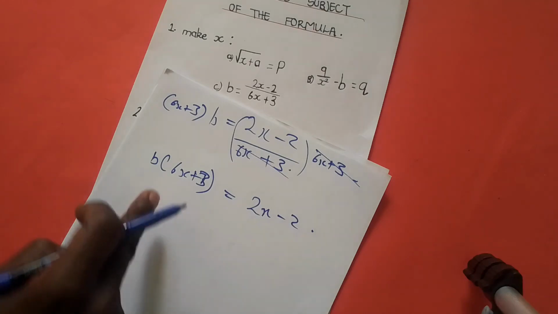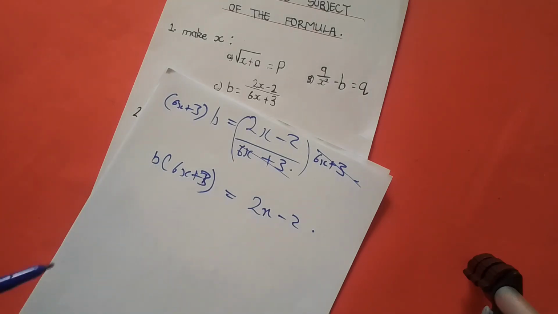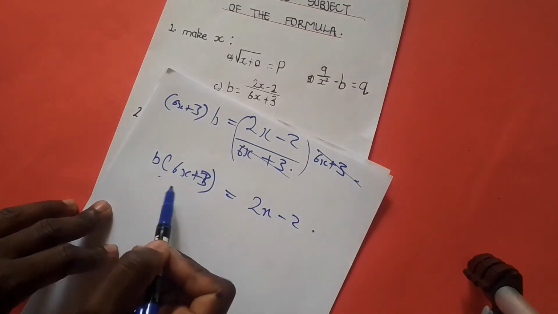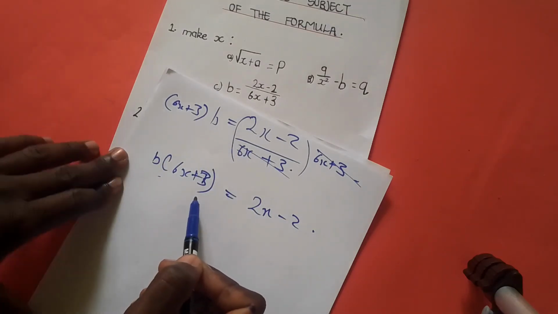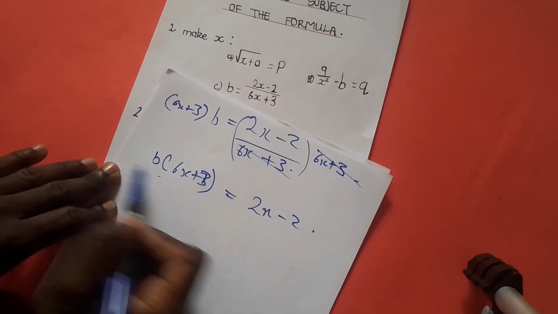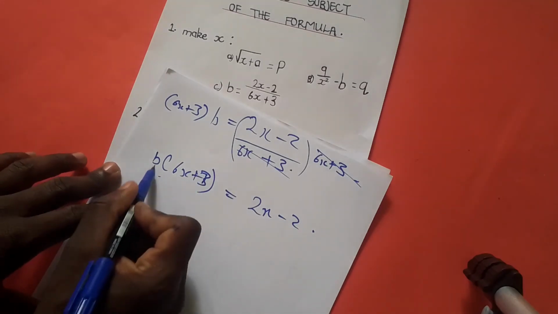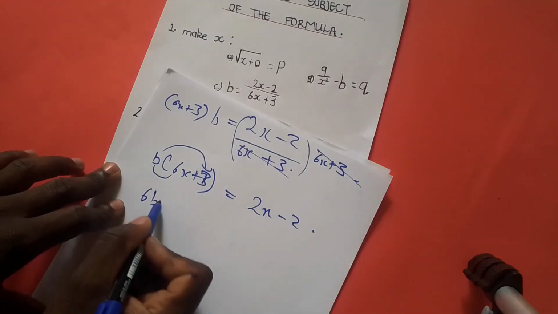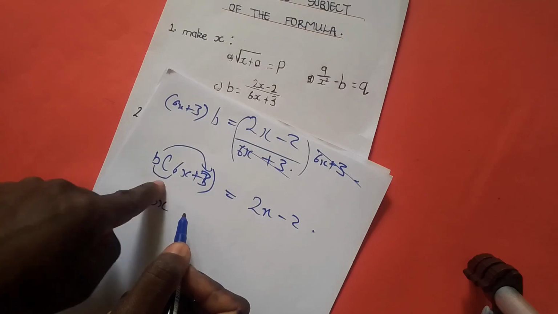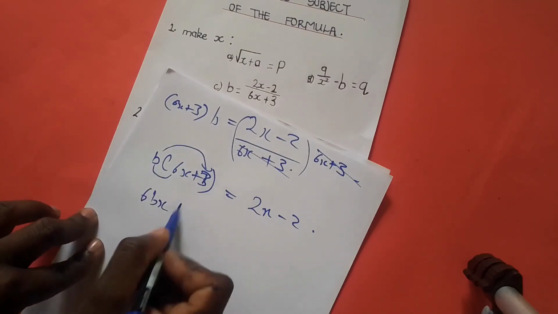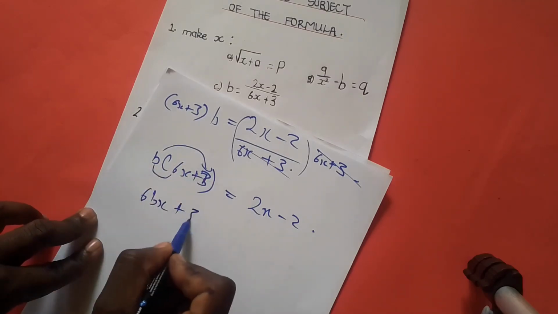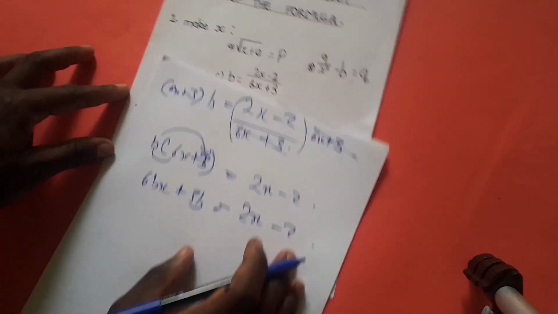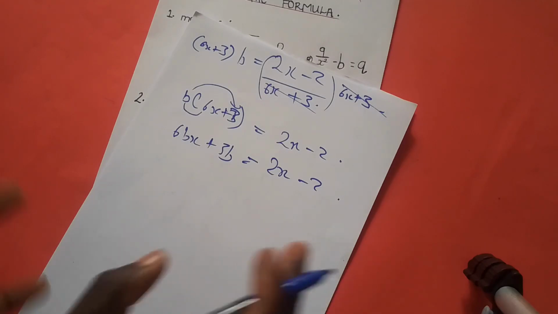So simple expansion, I hope you know how to expand, right? b bracket 6x plus 3: b will multiply this term and b will multiply this term. Therefore, we will end up with b times 6x, which is 6bx, plus b times 3, which is 3b, equal to 2x minus 2. I hope this is clear now.